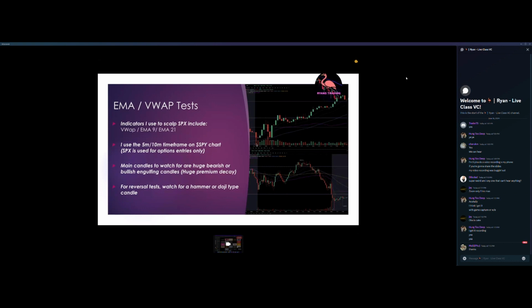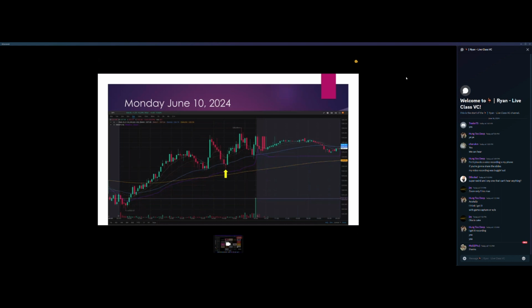And then for reversal test, watch for a hammer or a doji type candle. I have every day from last week a SPY chart, and I have circled the type of candles and how it reversed and whatnot, and we'll go over that in a bit. So, okay. First thing, this is just a clean picture. This was Monday for the SPY chart. We have our reversal candle. You can see this little hammer. Now, what does this mean?